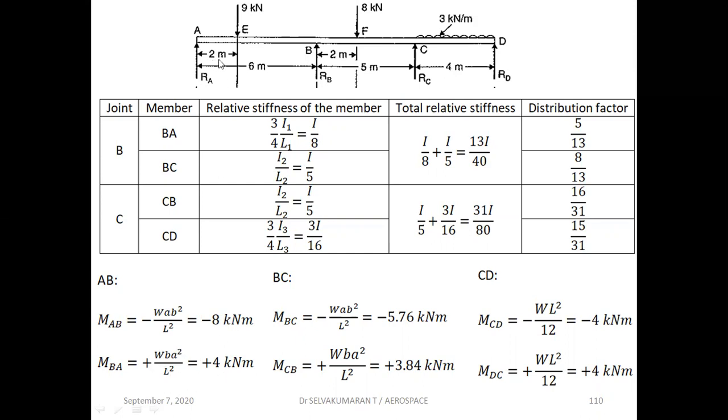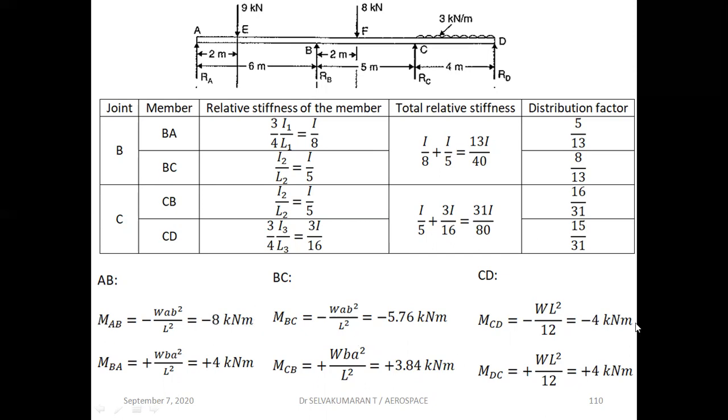Substitute: for AB, a is 2 meter, b is 4 meter. For BC, a is 2 meter, b is 3 meter, like that. Minus W a b square by L square for MBC anti-clockwise negative, MCB clockwise plus W b a square by L square. So find out all the values. And for CD, MCD is anti-clockwise minus and MDC is clockwise plus, so minus WL square by 12 and plus WL square by 12. Substitute the corresponding W, that is the UDL, and the corresponding length to get the fixed end moment values.